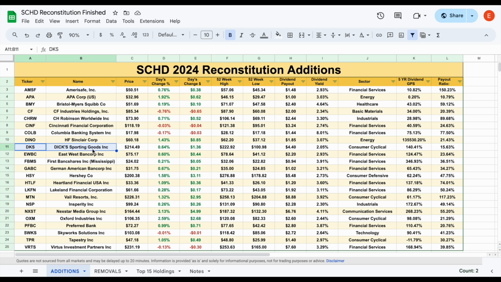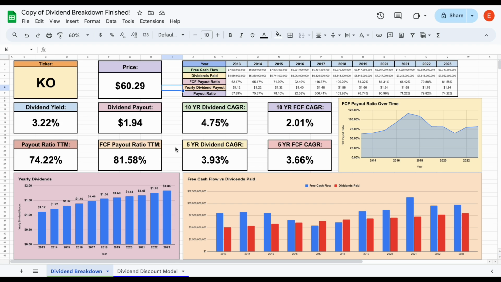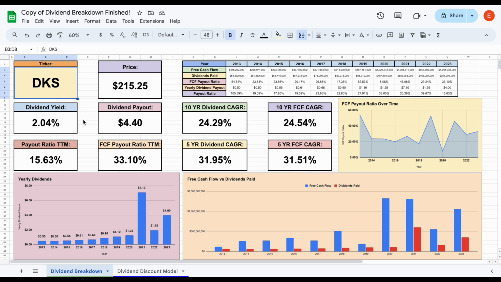But we also have Dick's Sporting Goods. If we jump over to my dividend breakdown sheet, come up here and plug in DKS and hit enter, we can see this is a company that has seen very rapid dividend growth over the past decade, with a 10-year dividend CAGR coming in at 24.29% and a 5-year at nearly 32%. So that is rapid dividend growth from a company with a decent starting dividend yield sitting at about 2% and a solid history of dividend growth. And they also paid out a massive special dividend in 2021. And if we look at all of this, we can see that those dividends paid out are also backed by massive free cash flow growth from the company over the past 4 or 5 years.